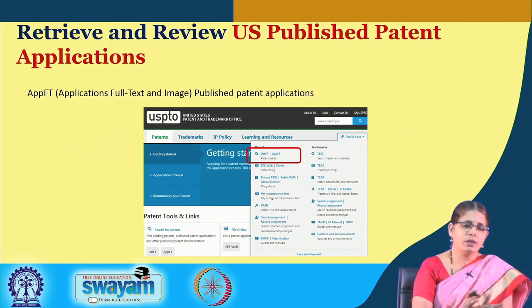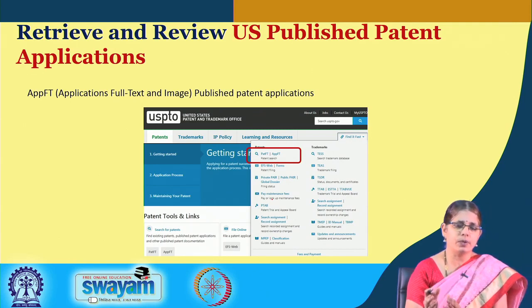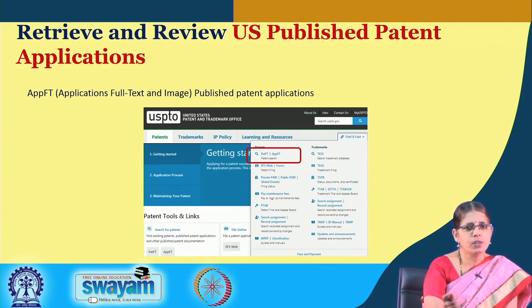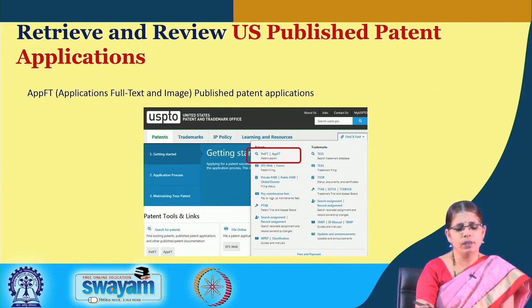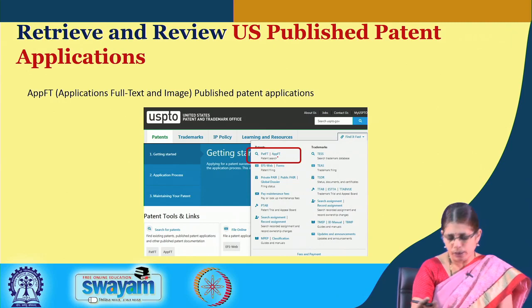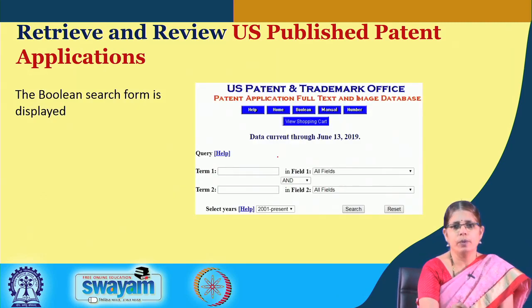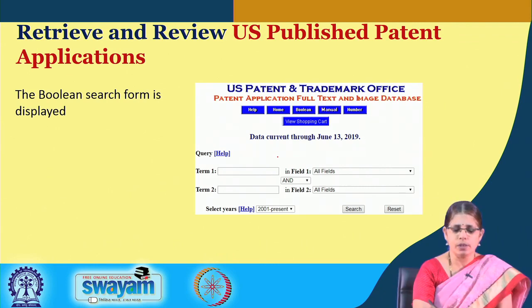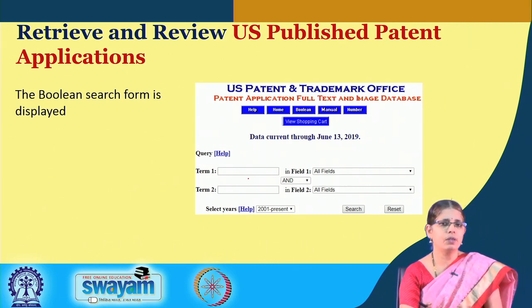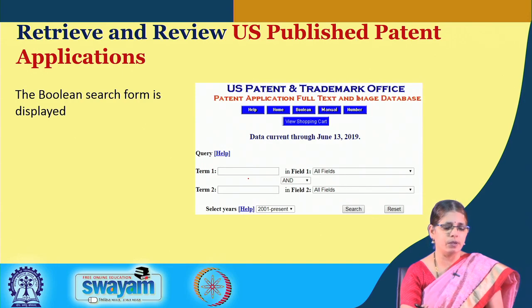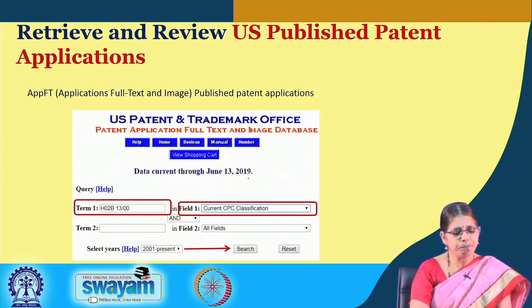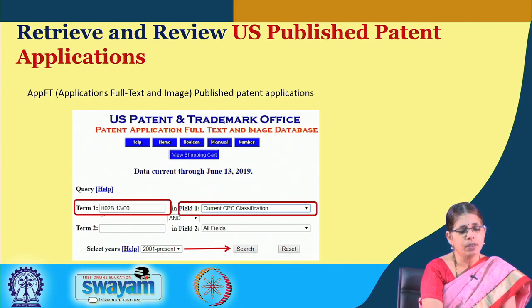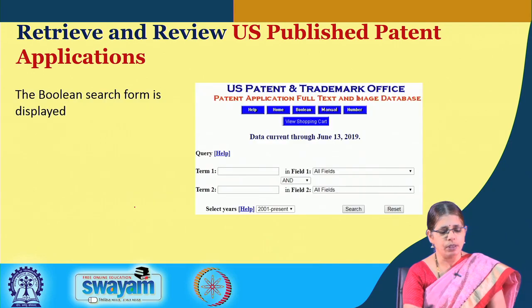While you can search this on the full text database, one can also look at published patent applications from the AppFT database, which is the applications full text and image database, available at the USPTO. So, you can conduct a search at the patent application full text and image database by using the query window. This also offers different Boolean search operators to undertake the search. So, here we are again looking at H02B 13/00 and we are looking at CPC as a classification.